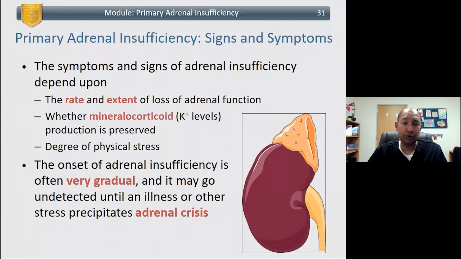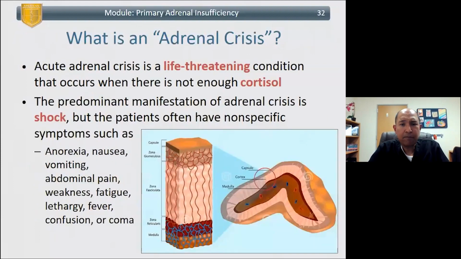So the onset of adrenal insufficiency is often very gradual. I think many people assume that if you say adrenal insufficiency, it has to be an adrenal crisis. But many people go undetected because it's very gradual until, unfortunately, an illness comes up or some kind of stress comes up, and then you get the adrenal crisis. When we talk about adrenal crisis, don't get me wrong, it's in bolded red. It is a life-threatening condition, and it really comes down to there just not being enough cortisol.